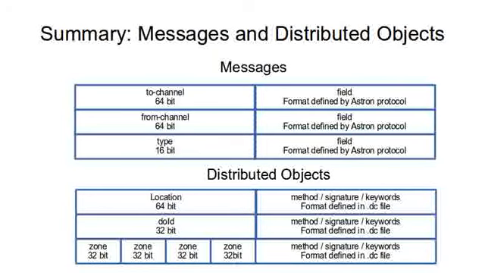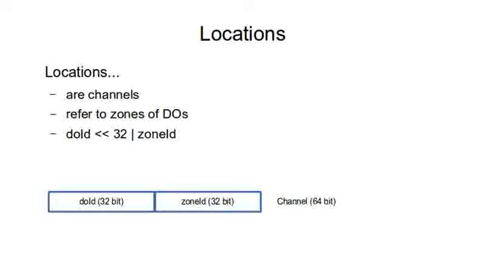Distributed objects have an ID, they have a location in which they reside, and they have zones in which other objects can reside. They have methods that represent underlying messages, and the payload of these messages and their routing behavior is defined by the signature and keywords of those methods. Let's take a quick closer look at locations.